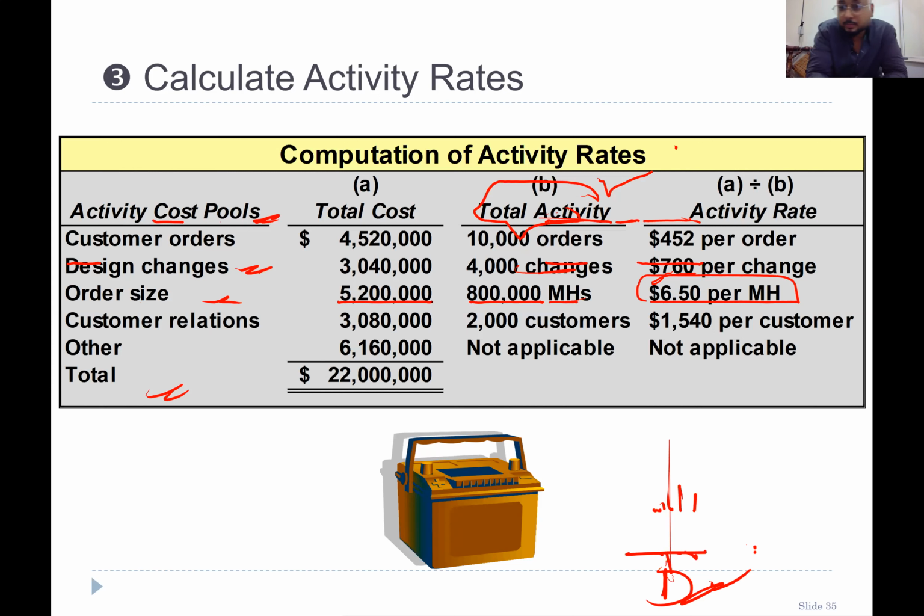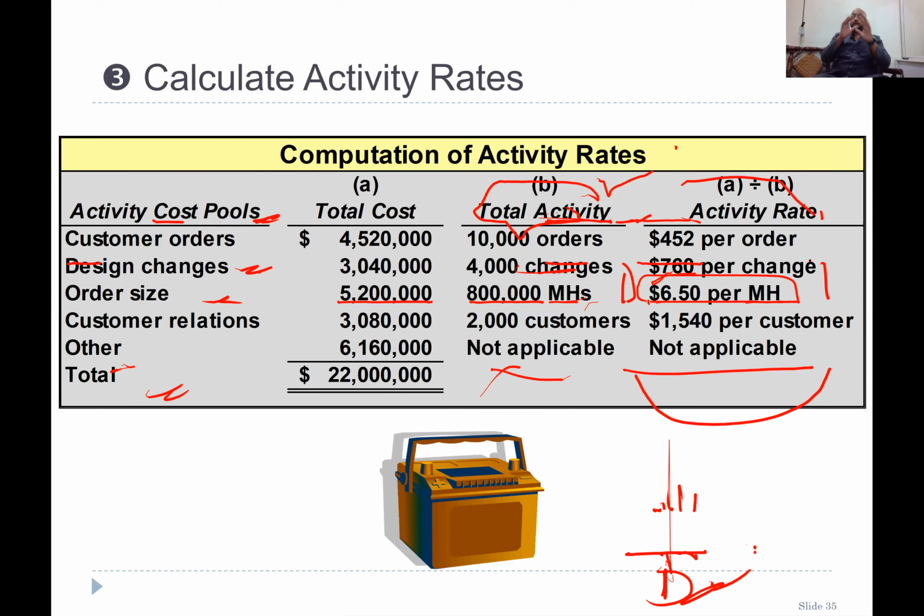And then customer relation, you will spend $1,540 per customer to maintain the customer, to have a relation with the customer. And this others, which is not based on this one, we have marked not applicable, so there is no activity rate. So this is called the activity rate or second stage allocation.